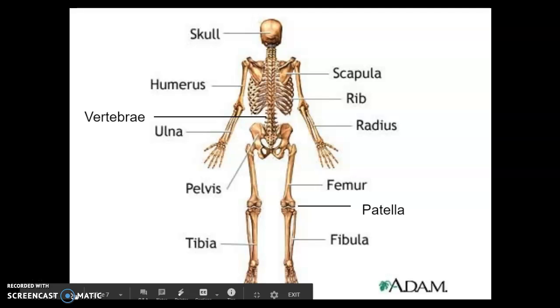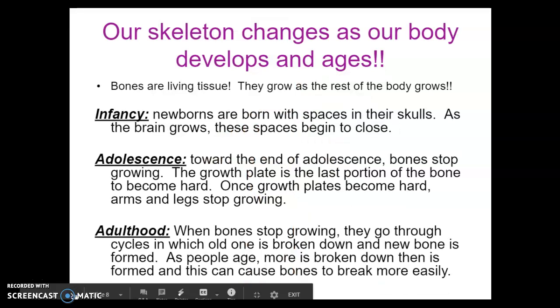Your pelvis is your hip bones, your pelvic bones. Your femur is your upper leg bone. That's really one of the more significant bones in your body. Your patella is your kneecap, and then your tibia and your fibula are the bones in your legs. Your hand bones are called carpals and metacarpals, and your foot bones are tarsals and metatarsals.